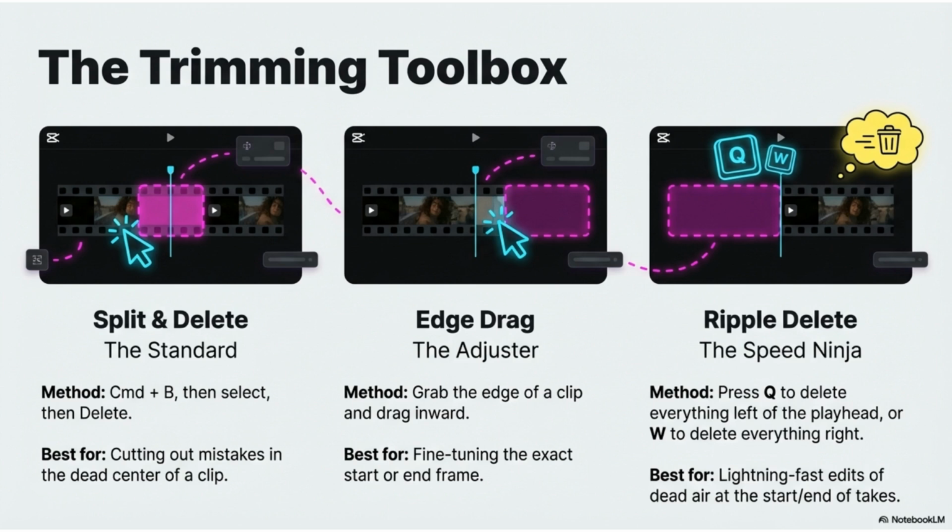Finally, we have ripple delete, the speed ninja method. Press Q to delete everything left of the playhead, or press W to delete everything right. This is best for lightning-fast edits of dead air at the start or end of takes.